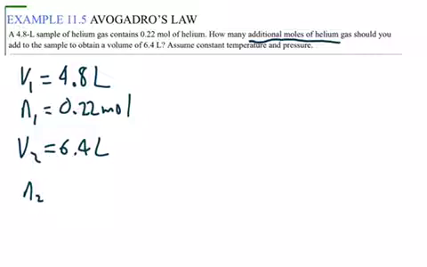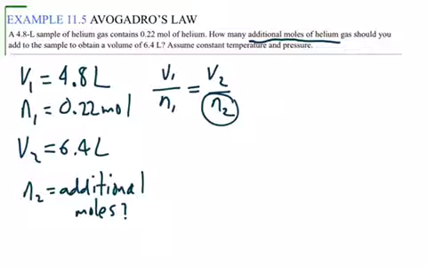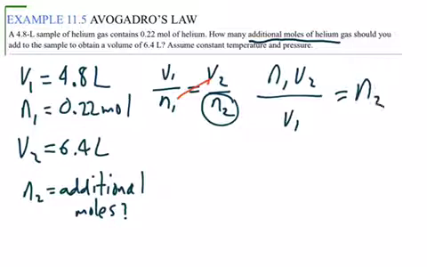Okay, so they're asking you for additional moles, not final moles, but additional moles. This is a little tricky in the wording. Notice they tell you the temperature and pressure are constant. So the formula is V1 over N1 is equal to V2 over N2. We are looking for N2. Again, we're going to cross multiply, so it'll be N1 times V2, and then we're going to divide by V1, and that'll give us the final moles.